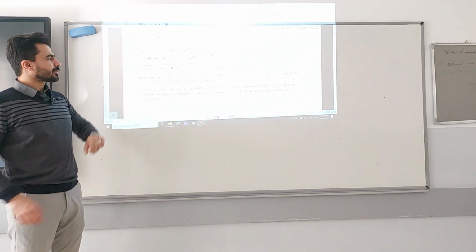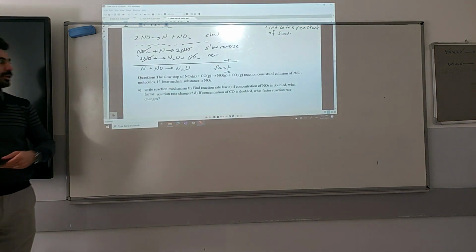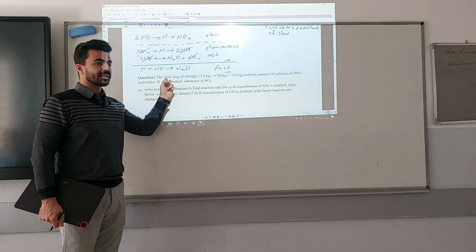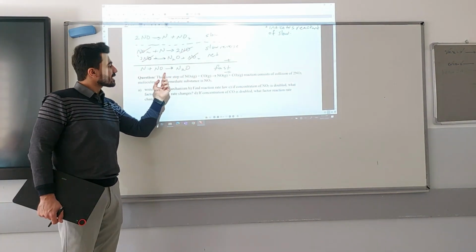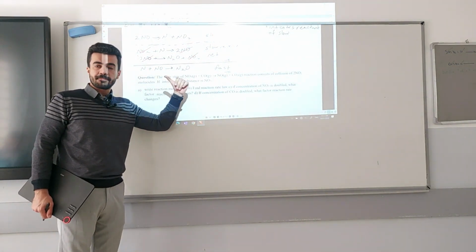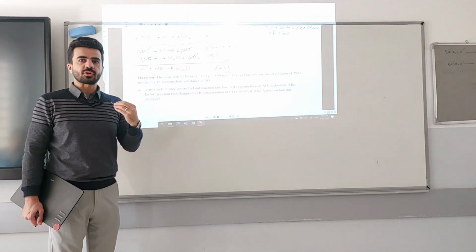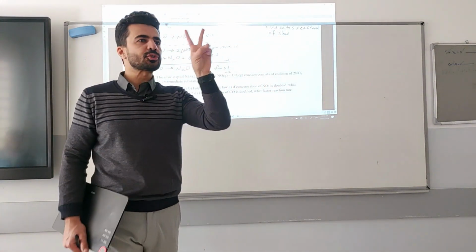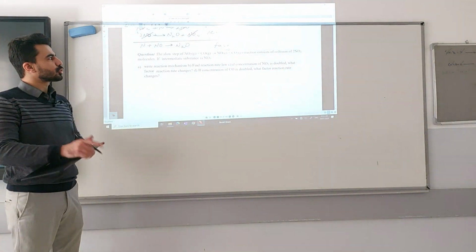Guys, now let's solve this question. It says the slow step of NO2 plus CO becomes NO and CO2. Guys, that doesn't mean that this is the slow step. It says slow step of, so this is the net. What about the slow step? It's giving me information about the slow step: it consists of the collision of two NO2. So the reactant of slow is two NO2.